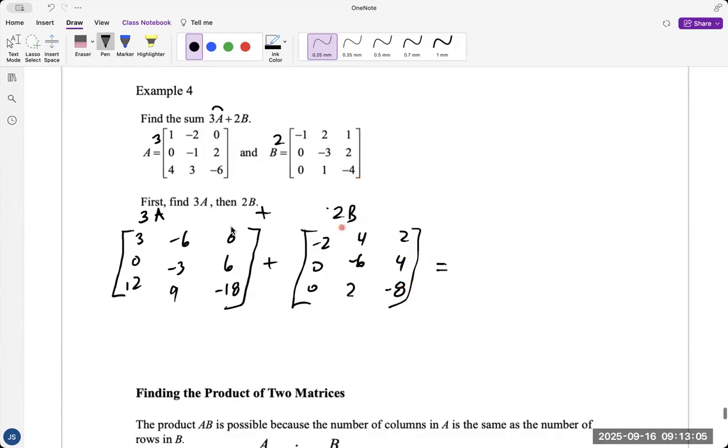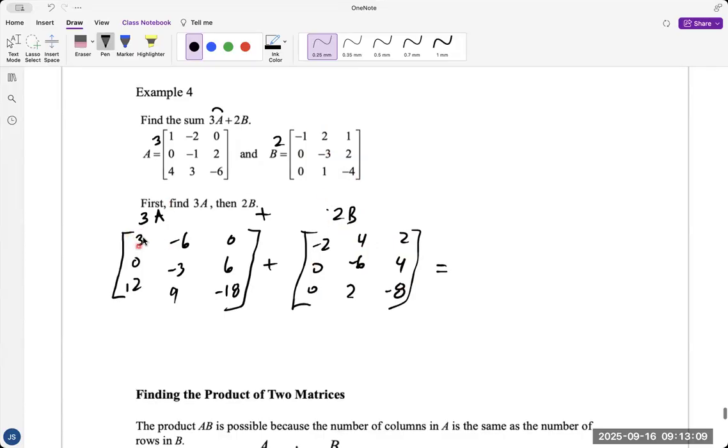And then, last but not least, now we're going to add them together. So the first entry, the top left corner of this matrix and the top left corner of that matrix, will be 3 plus negative 2, which is 1.